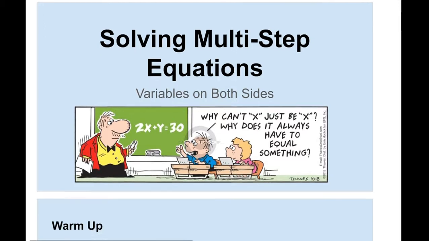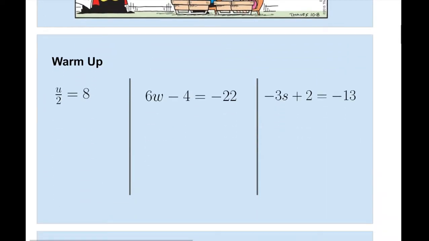So just a little bit of a warm-up to get back our understanding of what we're doing when we're solving equations. In general, again, the main things we want to have is opposite operations and balancing. So we use the opposite operations to cancel out to get our variable by itself, and then we balance by doing the same thing to both sides.